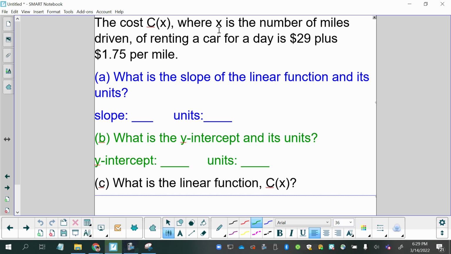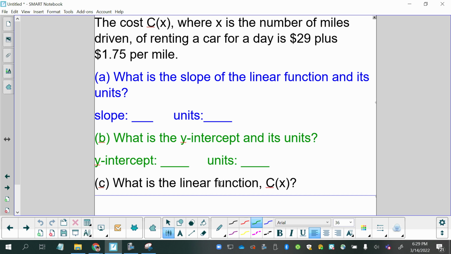The cost, where x is the number of miles driven, of renting a car for a day is $29 plus $1.75 per mile. A, what is the slope of the linear function and its units? B, what is the y-intercept and its units? C, what is a linear function? Well, actually, the answer to C will be a combination of parts A and B together.